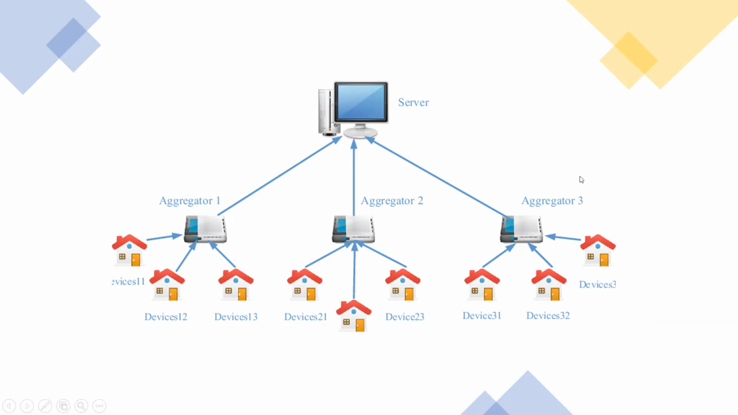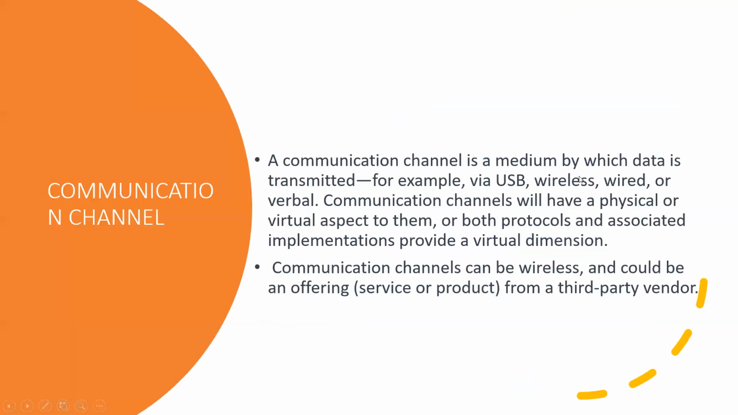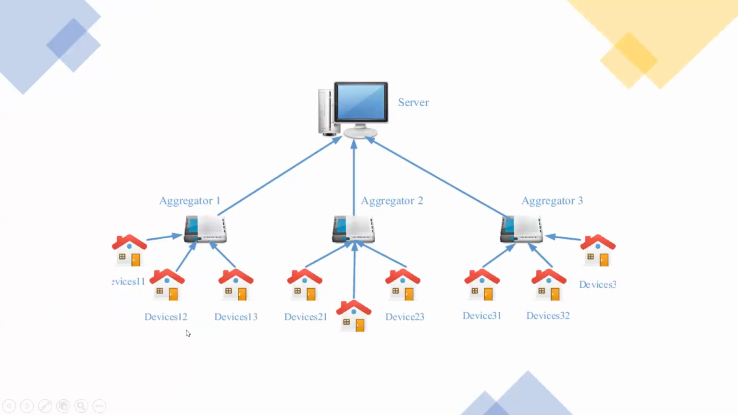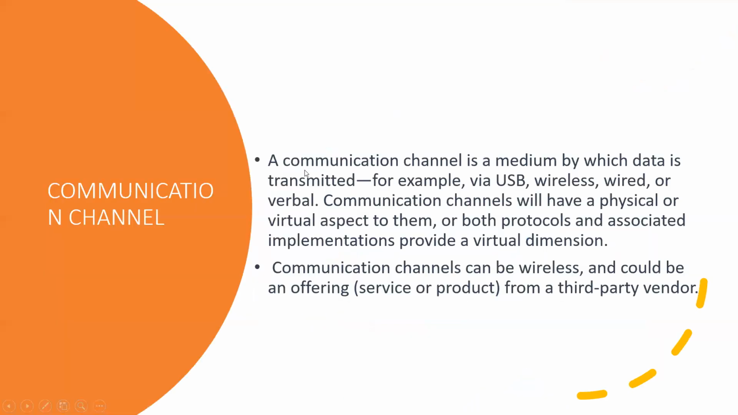Let's have a look at it. Next, coming to the communication channel. Even though the sensors, aggregators, and devices are connected, what is this communication channel, and how is the communication channel used to transfer information from one device to another device? Let's have a look at it.